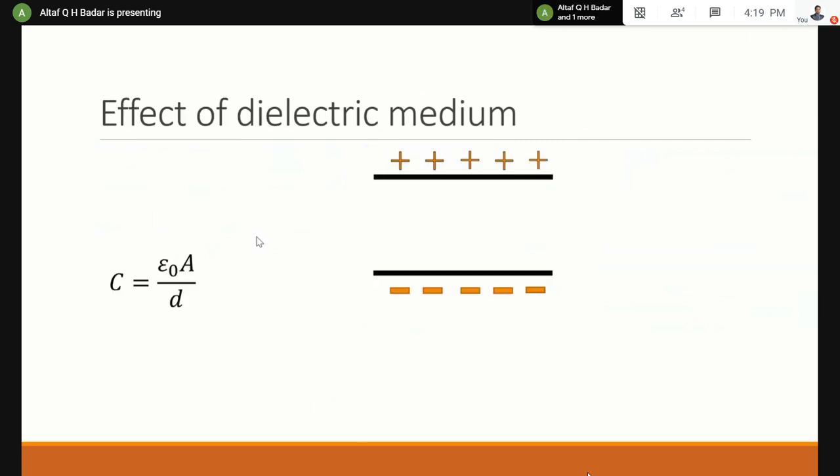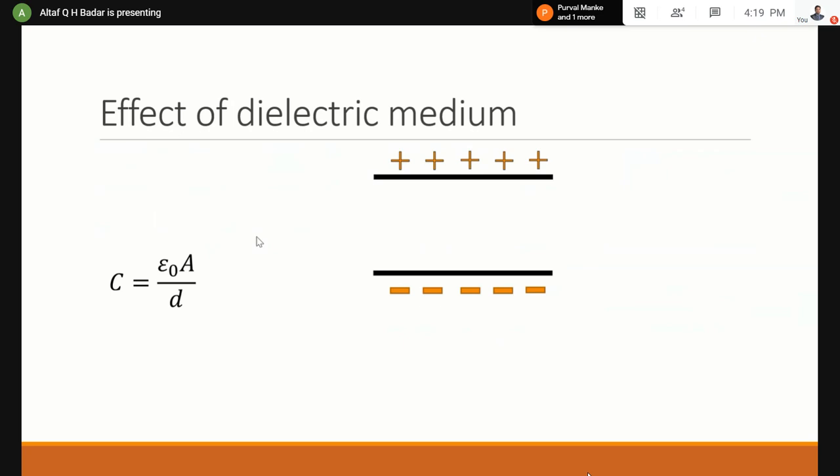Let us move to the capacitors and how the dielectric medium will affect them. Let us start with how the effect of dielectric medium comes in, and then we can move to the capacitor. What we have is two simple conducting plates. On one side you have positive charges, on the other side negative charges. If it is placed in free space, the formula is very simple: C equals epsilon naught A by d. I believe this is a very simple formula which you might have gone through even in 12th.